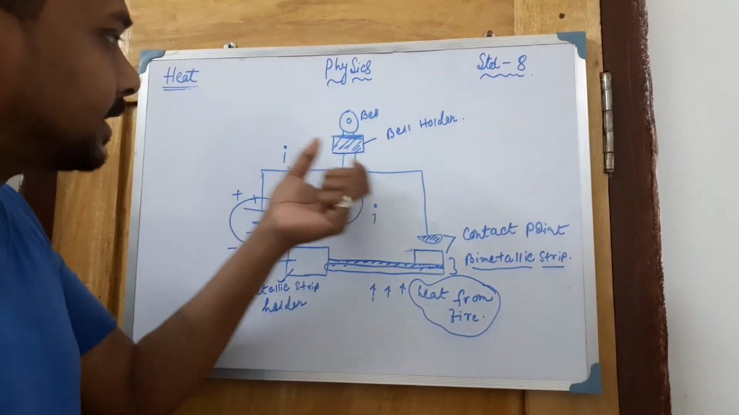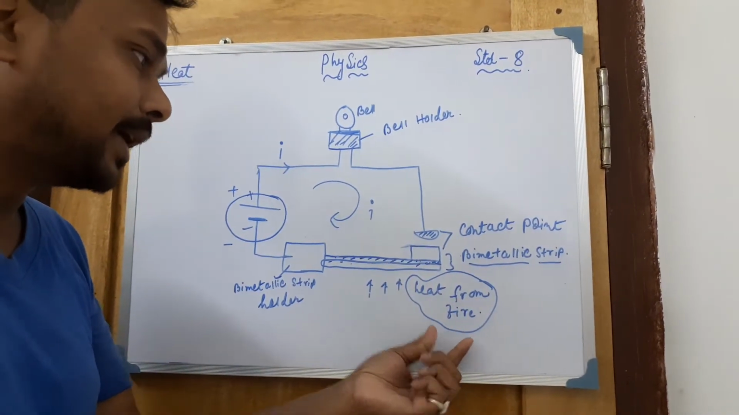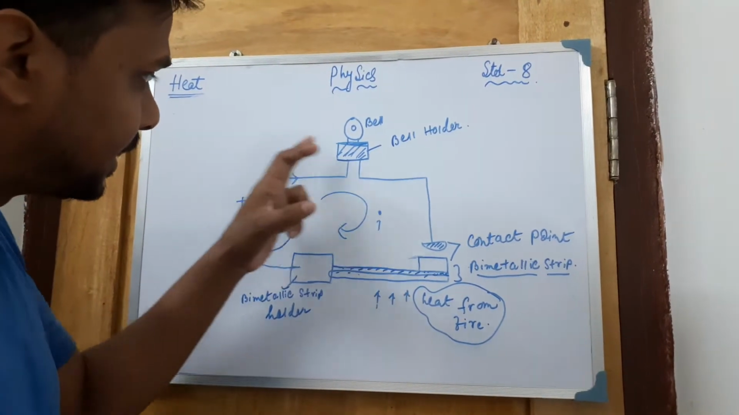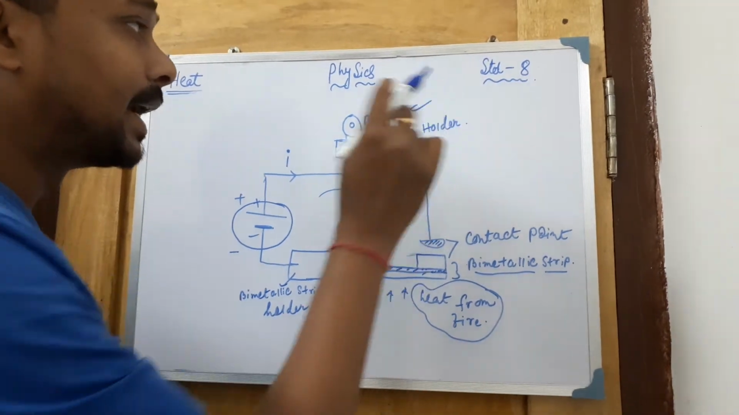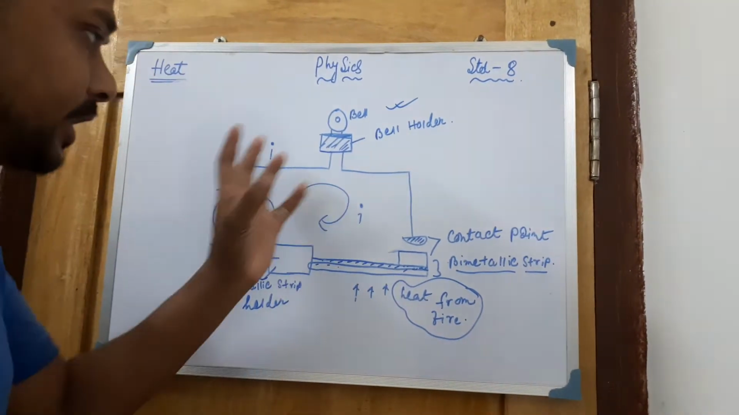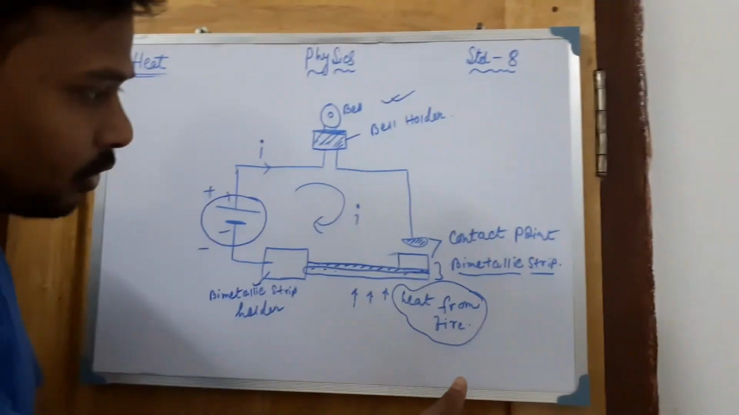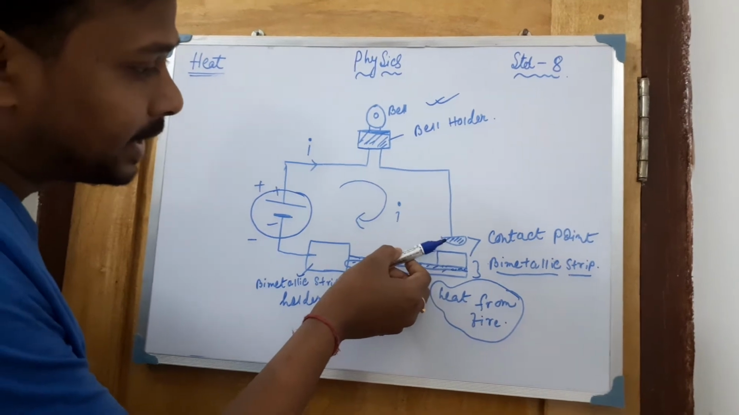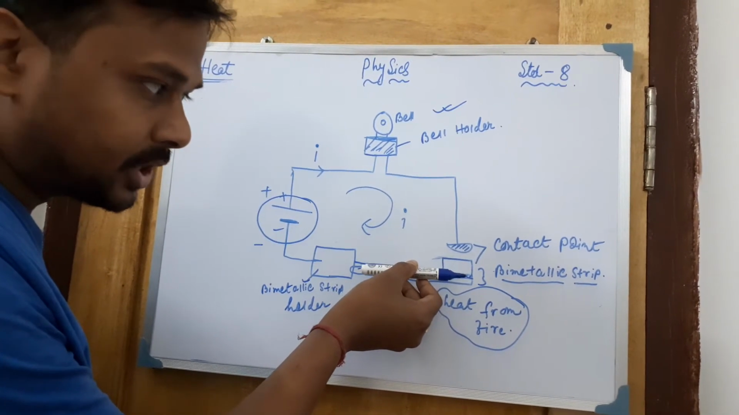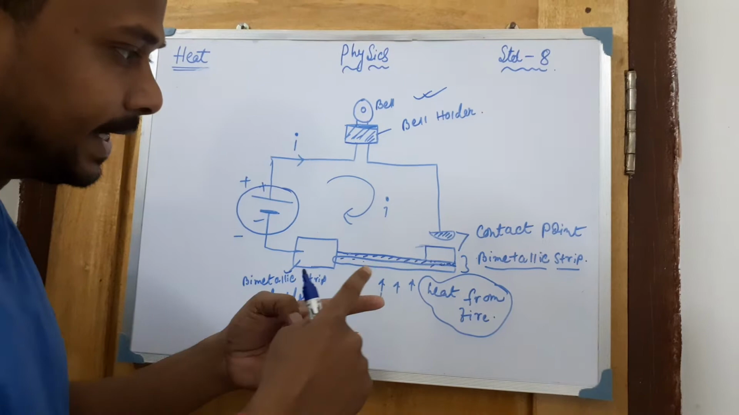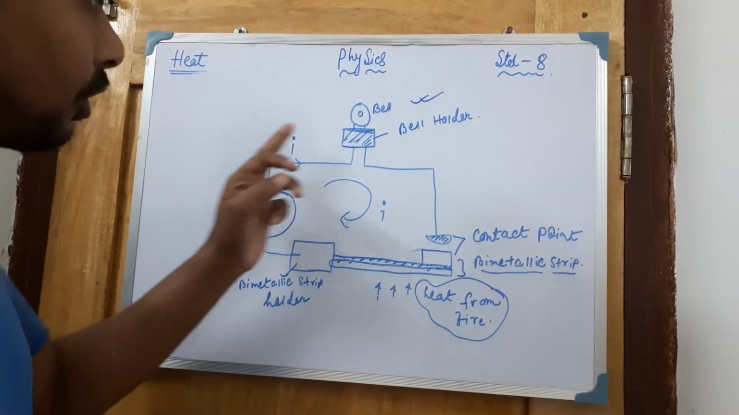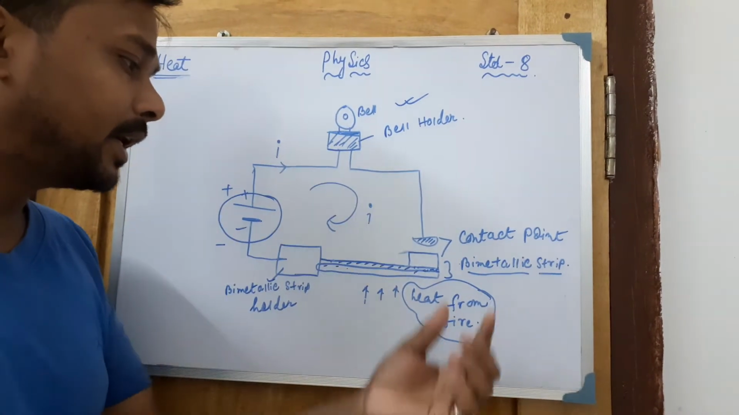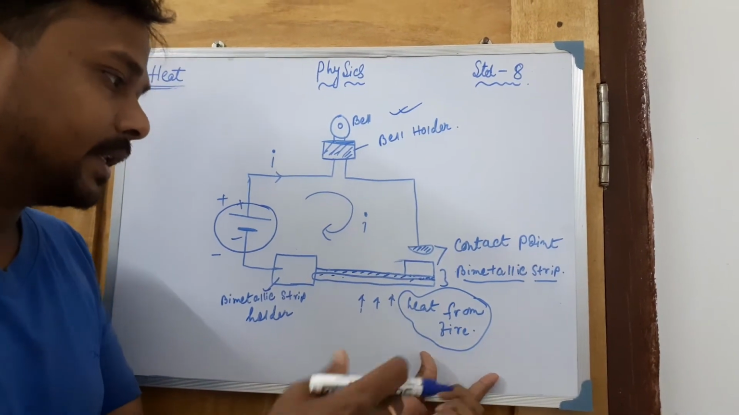So as current can easily pass, when heat is supplied from the fire, this part will touch this contact point, and then current will flow, and this bell will ring at that instant. Clear? When the flow of heat is stopped, this bimetallic strip will no longer be bent in this way, it will come back to its original position. Then this point will detach, the flow of current will stop, and the bell will not ring. So this depends on the heat supply.